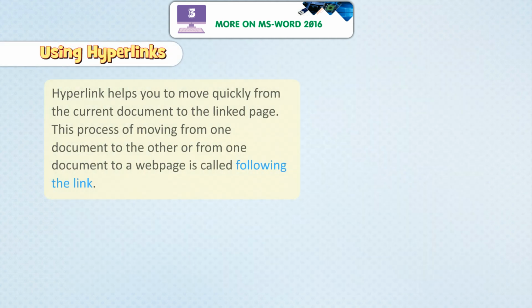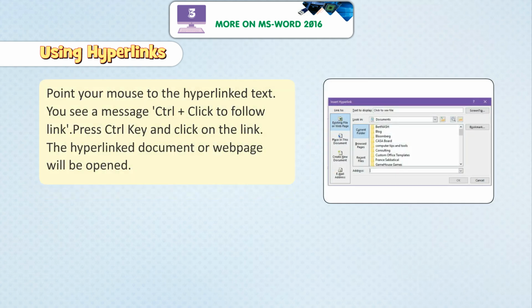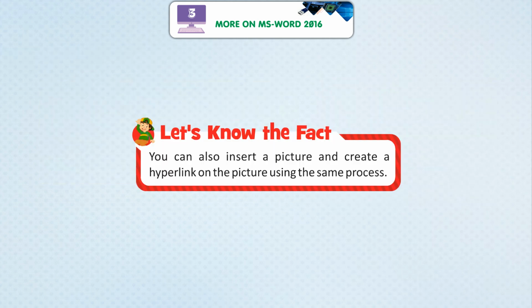Using hyperlinks. Hyperlink helps you to move quickly from the current document to the linked page. This process of moving from one document to the other or from one document to a web page is called following the link. Point your mouse to the hyperlink text. You see a message, Ctrl+click to follow link. Press Ctrl key and click on the link. The hyperlinked document or web page will be opened. Let's know the fact. You can also insert a picture and create a hyperlink on the picture using the same process.